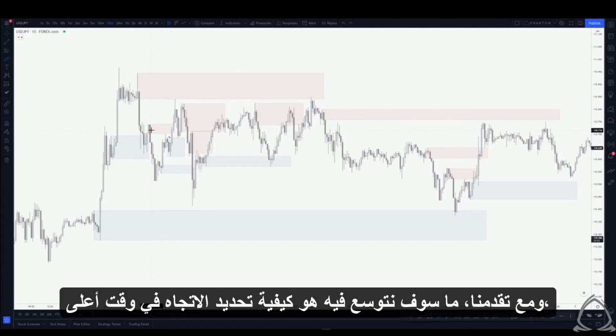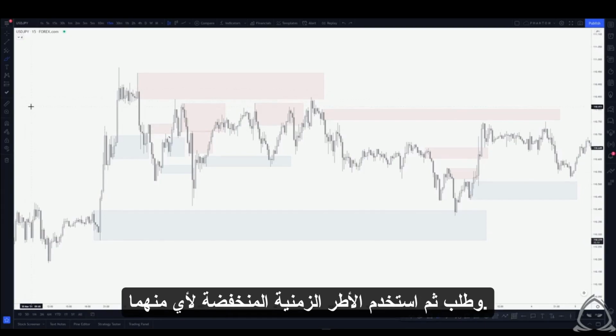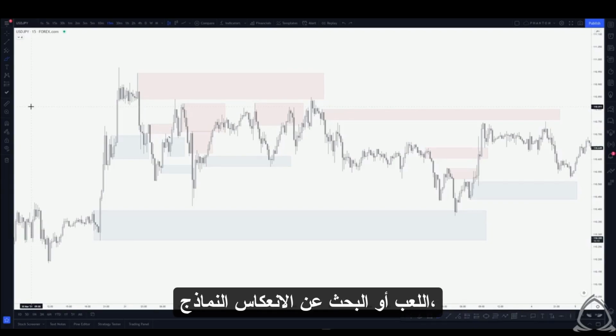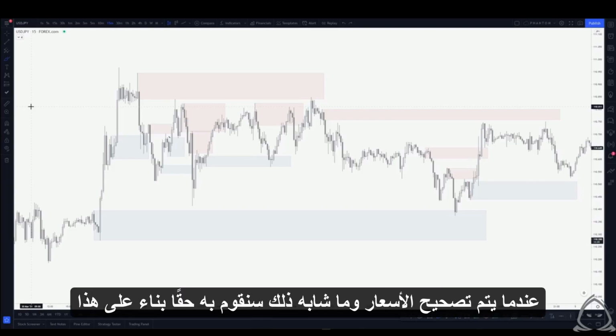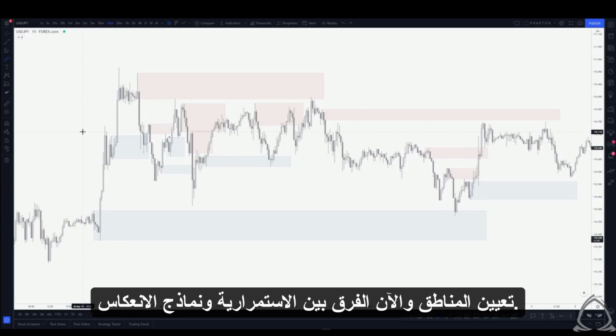And as we go, what we will be expanding on is how to identify a trend on a higher time frame, mark out higher time frame supply and demand zones, and then use the lower time frames to either scale into trades using continuation plays or look for reversal models when price is correcting and things like that. We're going to really build on that sort of information, but initially the most important thing is understanding how to map zones, and the difference between the continuation and the reversal models.